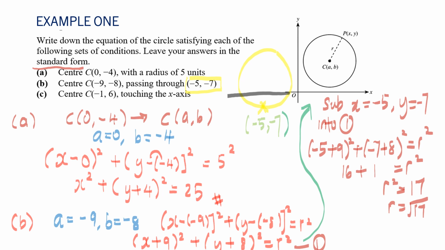Now we know the value of r squared. We can just plug it back into equation 1 and we'll have the standard form. So it will be x plus 9 squared plus bracket y plus 8 squared equals to r squared. We have found it here to be 17. So that's it.